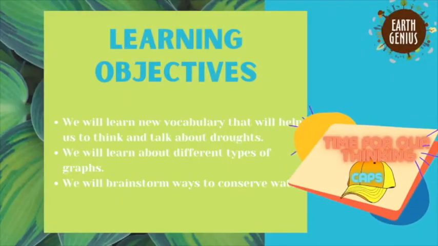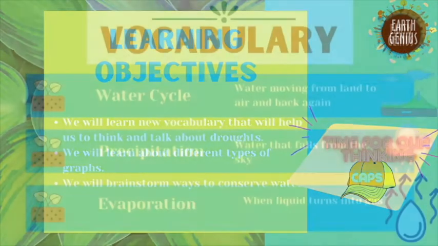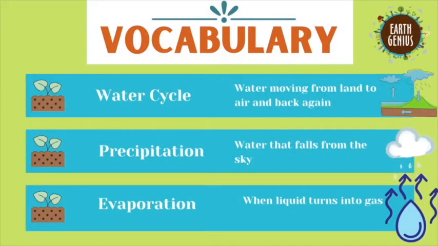We will be learning new vocabulary that will help us to think and talk about drought. We will learn about different types of graphs, and we will brainstorm ways to conserve water. Let's work through these terms together and write them down in our garden journals.